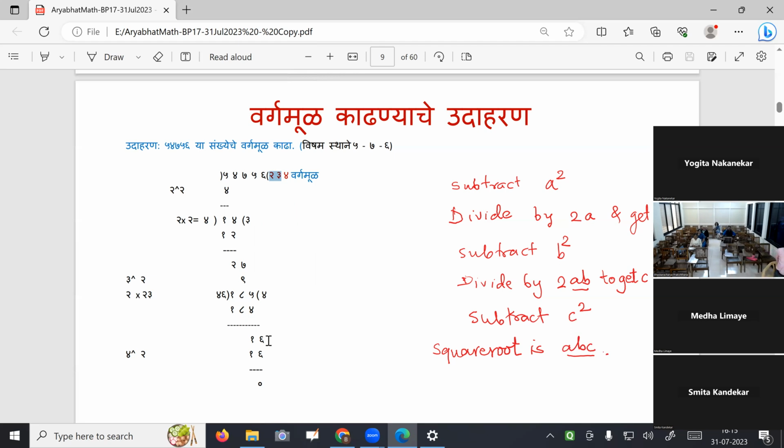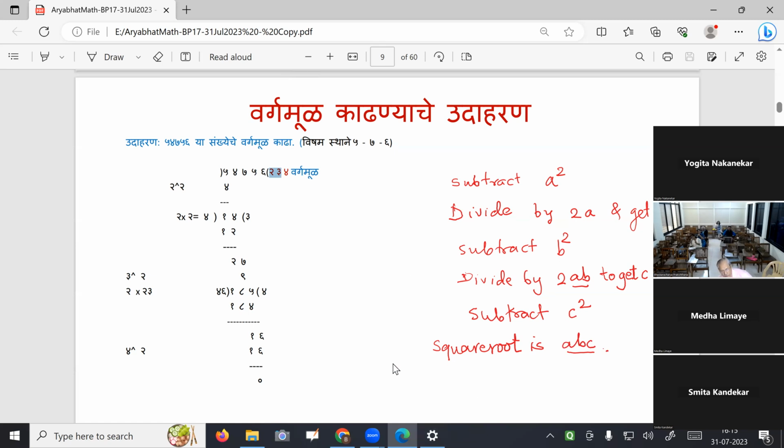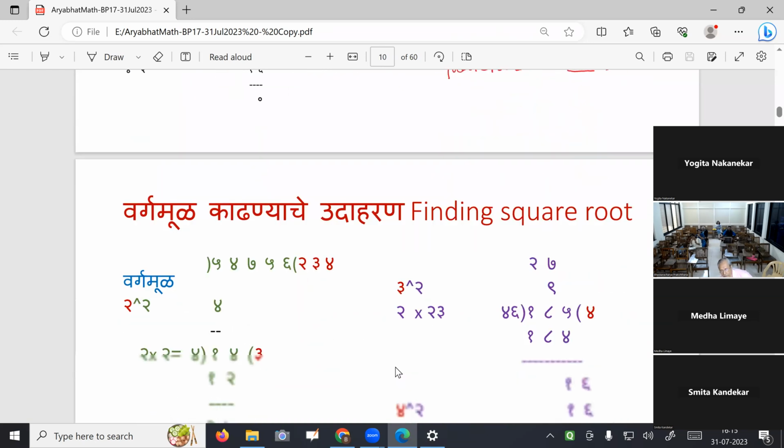The next digit is 6. Then 4 square can be subtracted and you get 0. Now these 2 steps are to be done one by one. Divide by 2A, take the quotient, and then subtract the square. So this 4 also we have written over here, and that is the Vargamula. So ABC. So this is clear. This same thing I have done here.